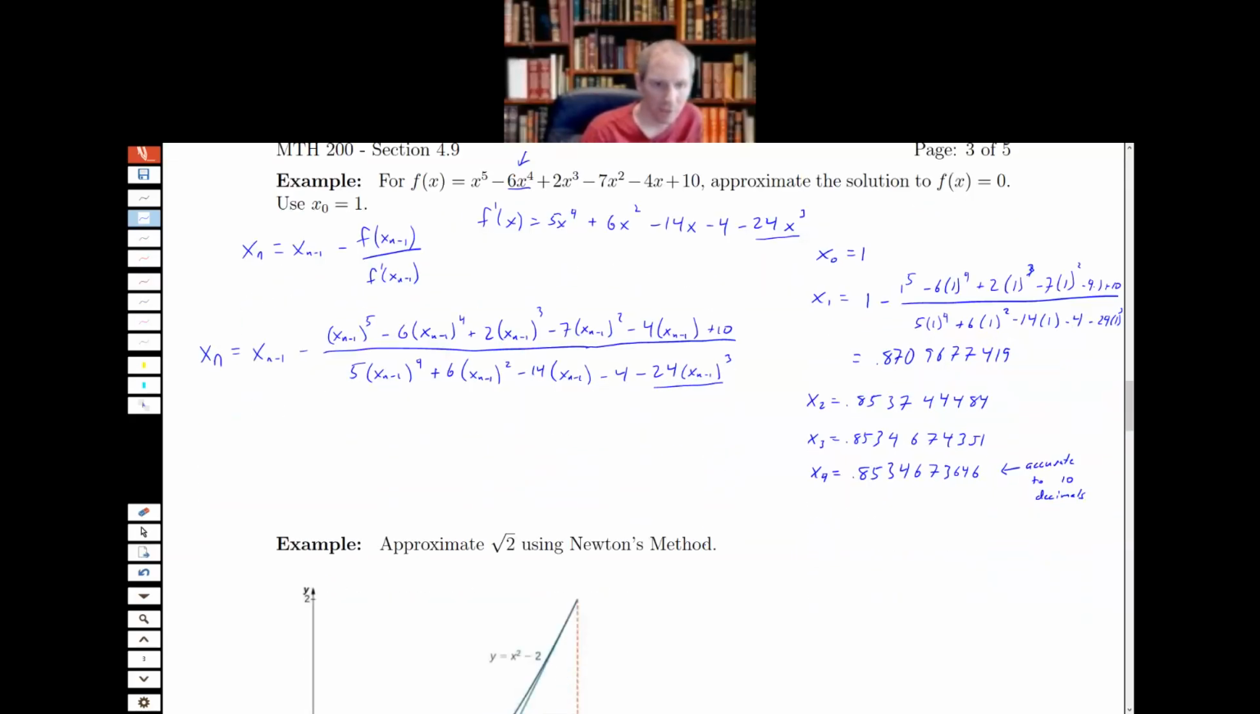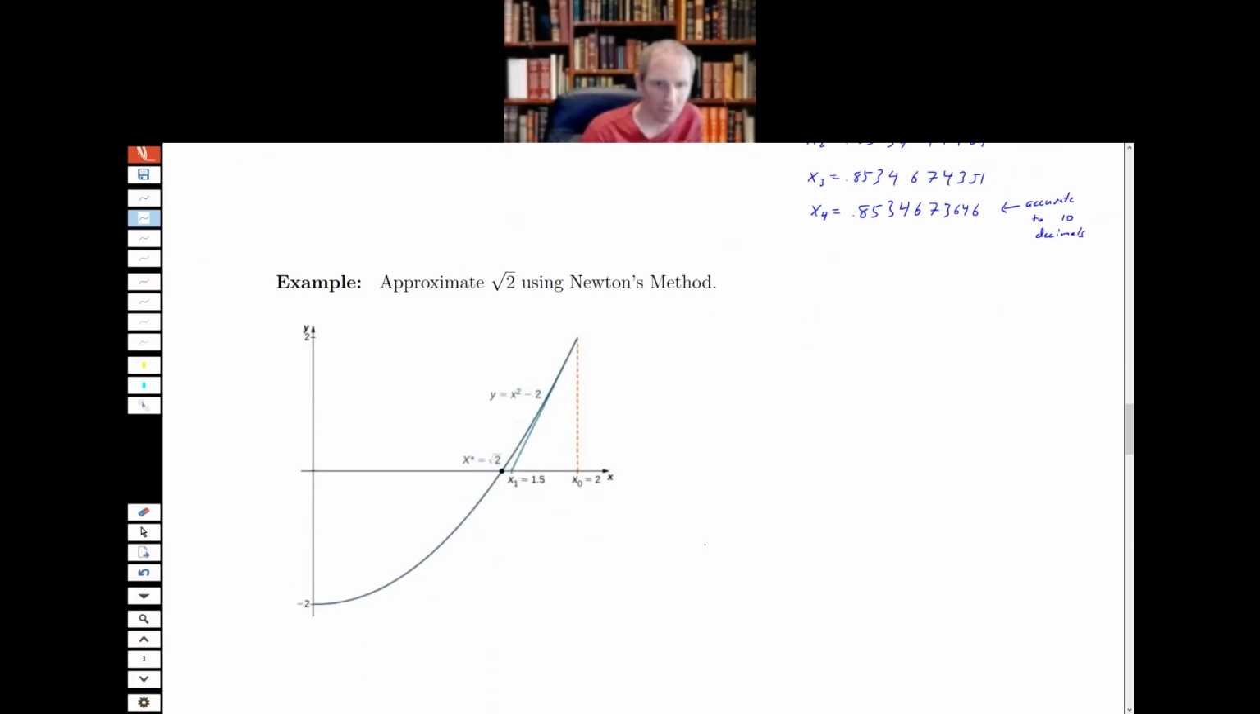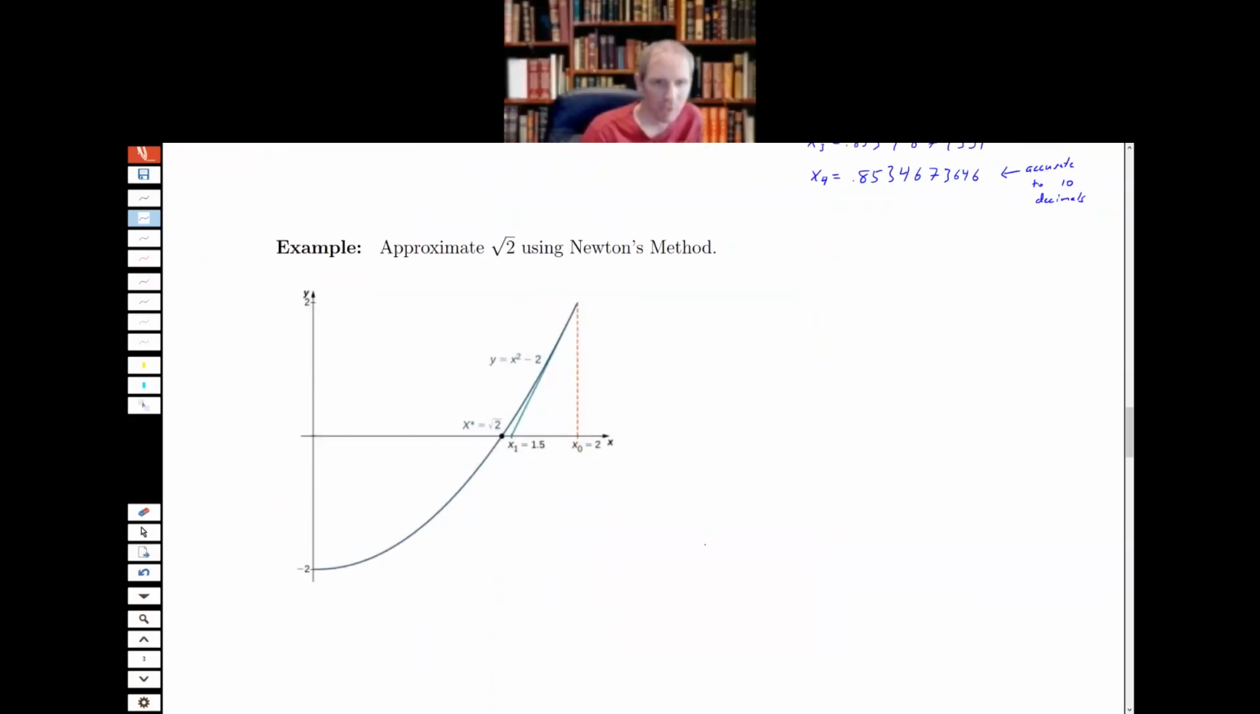All right, let's look at another example. Find the square root of 2. Same idea. What we're going to do is say our initial guess is going to be 2. I know the square root of 2 is not 2, but got to start somewhere, right? And for our function, we kind of have to create one. So I have a graph here, and you'll see where this comes from in a second.